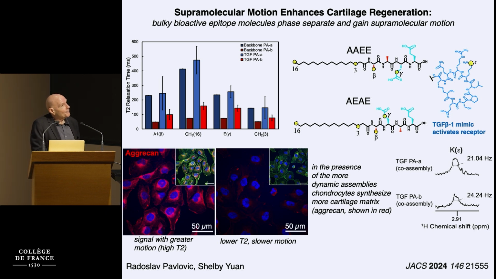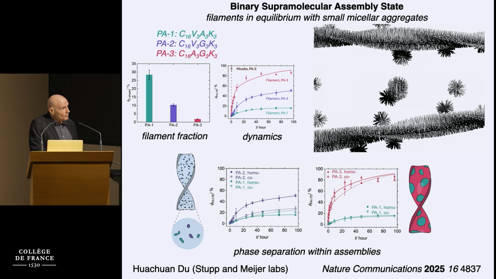And you see this very vividly in the in vitro experiment. These are chondrocytes following the deposition of aggrecan in red. So lower T2, slower motion; high T2, greater motion, and you see a very vivid difference in the aggrecan deposition, which is one of the components of cartilage matrix.